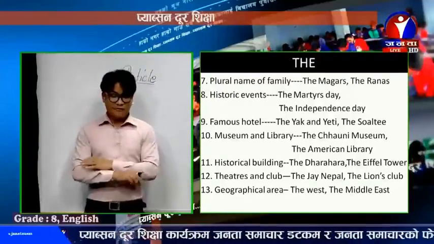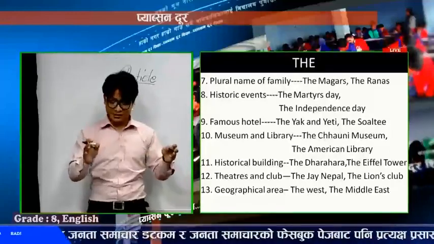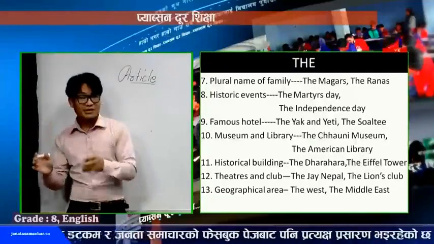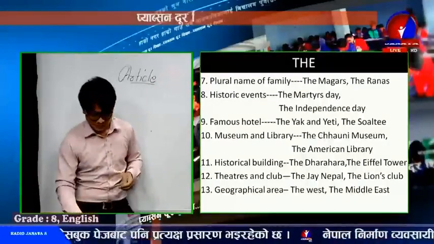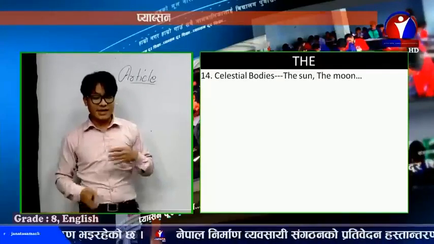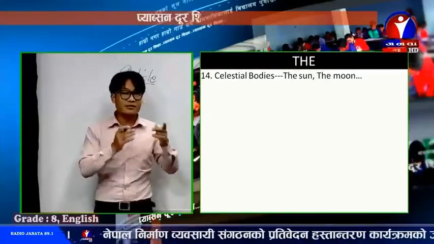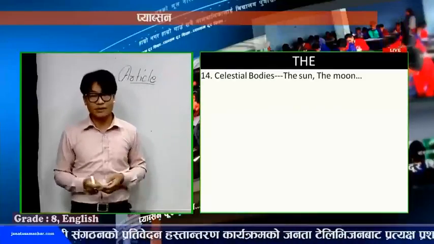Next is the geographical area. With a geographical area, we use the article: the West, the Middle East, the South. Another is celestial bodies, like the sun, the moon. You know this very well, so I should not repeat it.